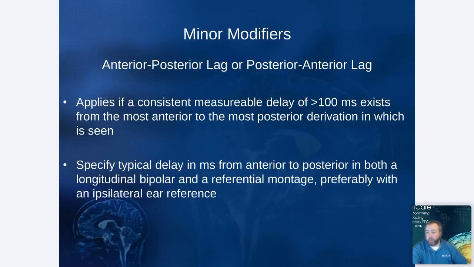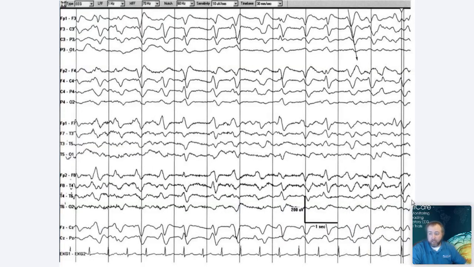All right, another minor modifier is an anterior to posterior lag or posterior to anterior lag. This applies if it's consistently measurable greater than 100 milliseconds. Make sure to specify the typical delay in milliseconds. Again, a lot of times seen with triphasic.